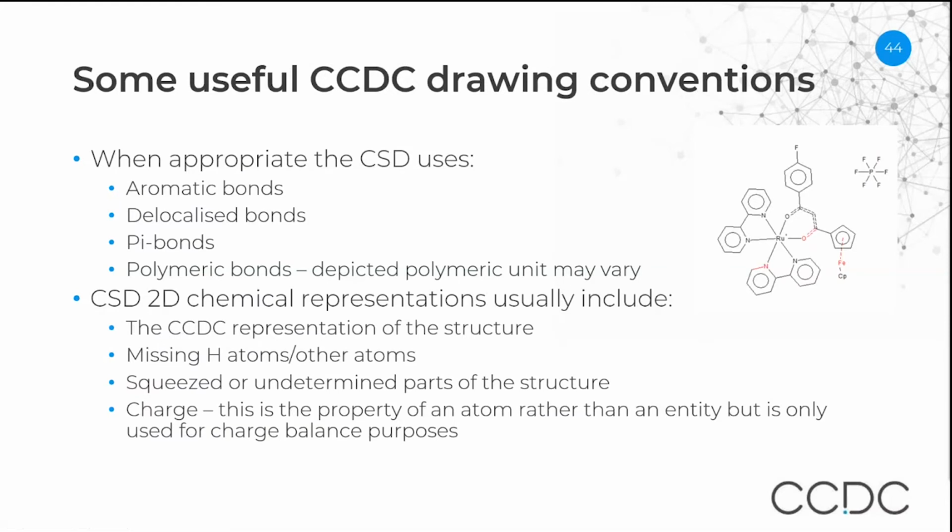When it comes to searching for metal organics, it's useful to know some of the CSD conventions. So when appropriate in the CSD, we use a range of different bond types, including aromatic, delocalized, pi, and polymeric. And you'll see an example of a structure with some of these bond types on the top right. Our 2D representations also include missing hydrogen atoms, squeezed or masked areas, and charge is only added for charge balance purposes.